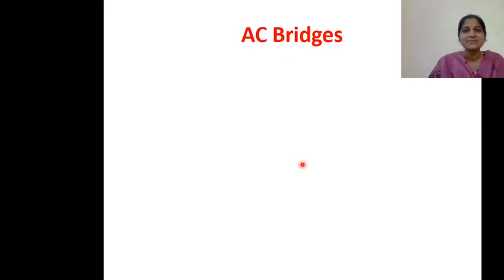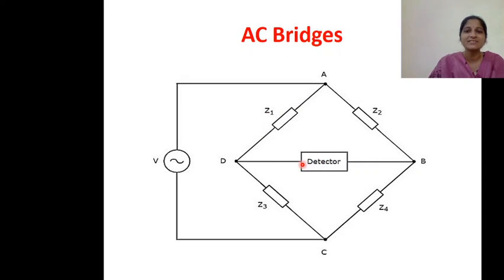And next, coming to the AC bridges, the only difference is the supply used here is AC supply, and in place of resistors you can consider the impedances. So you can notice here Z1 is placed in place of R1, Z2 in place of R2, Z3 in place of R3 and Z4 in place of R4. And also, in place of the galvanometer for AC bridges you should use a detector. This detector can be a vibration galvanometer or headphones, etc.